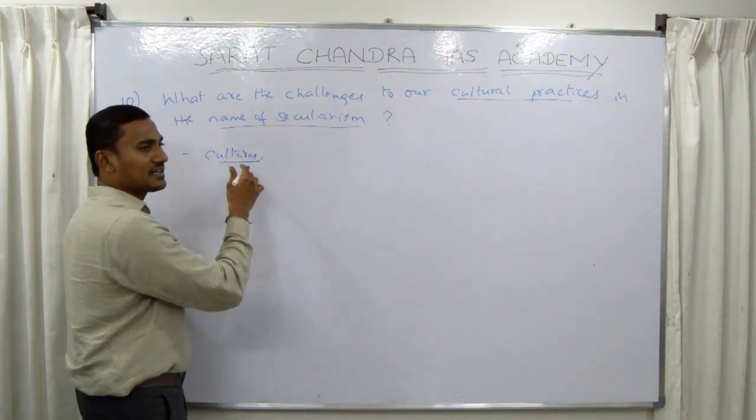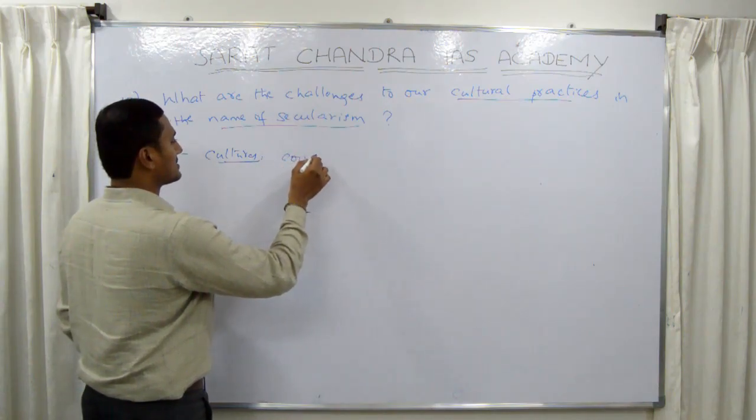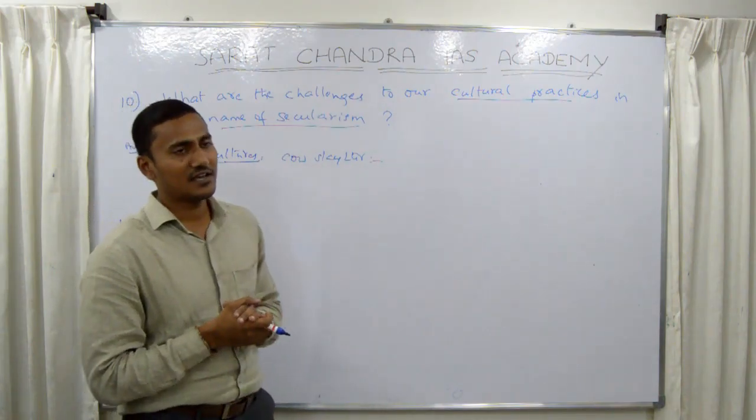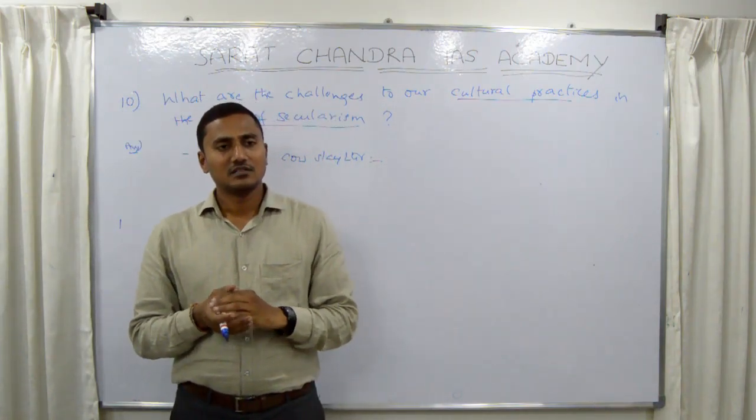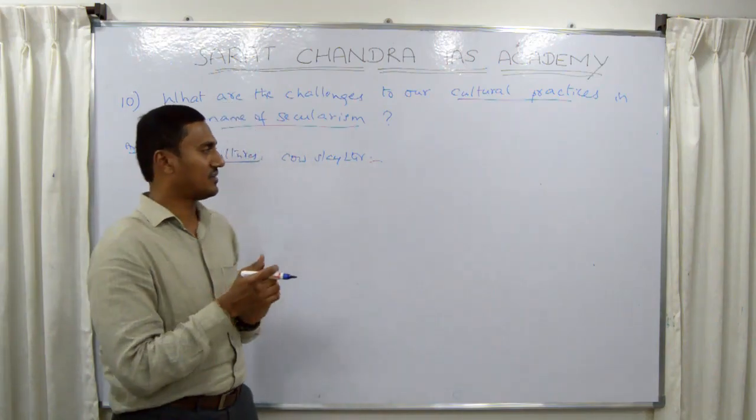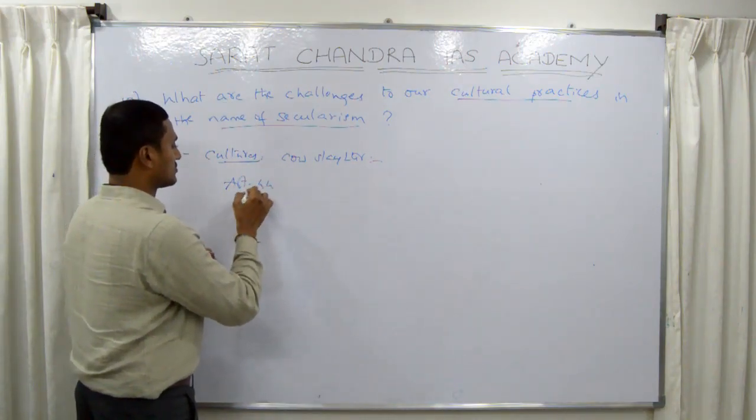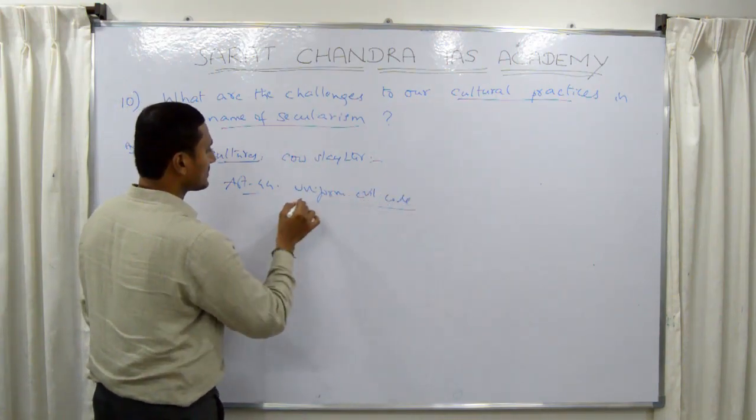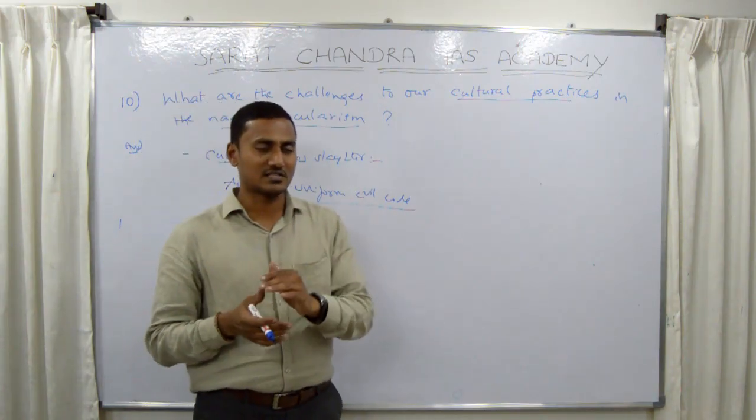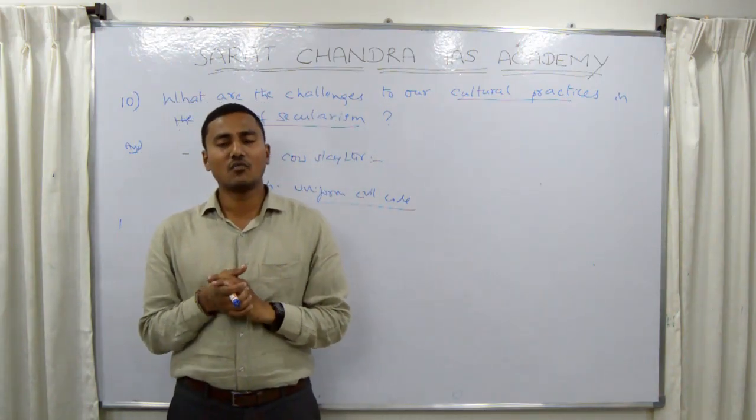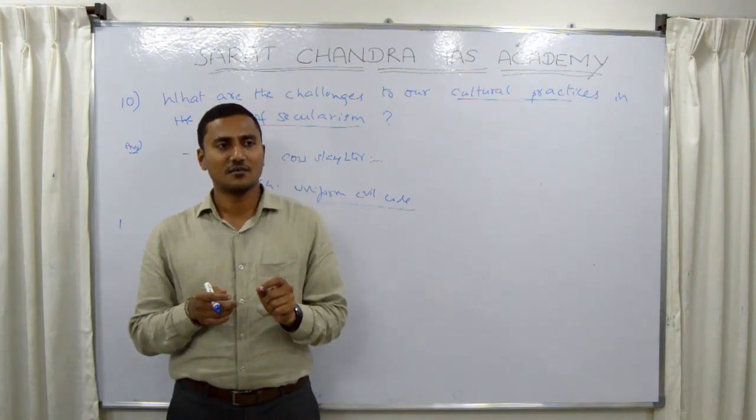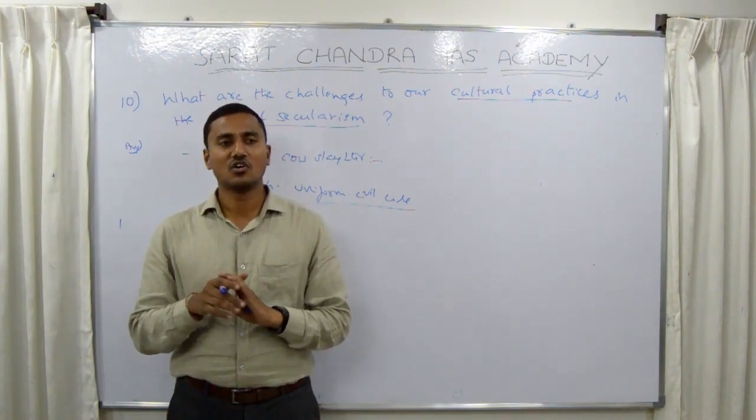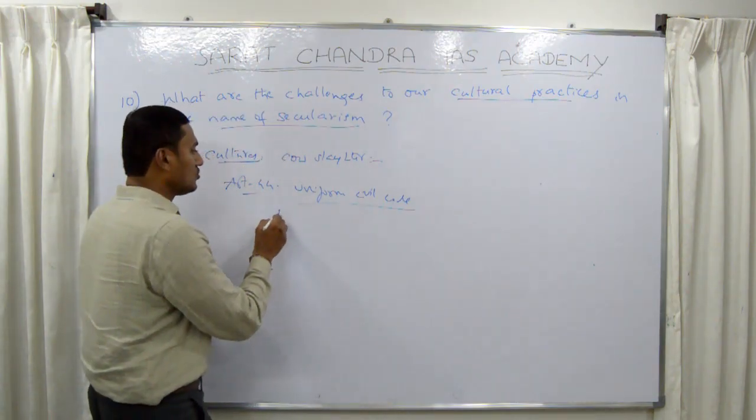Now, with that pretext, you can start the answer. Discuss the cow slaughter. Then you can say, in India, Article 44 of the Constitution of India talks about the uniform civil code. This also is in the name of secularism. In the name of secularism, India wants to bring uniform civil laws to different religions or sections of society.